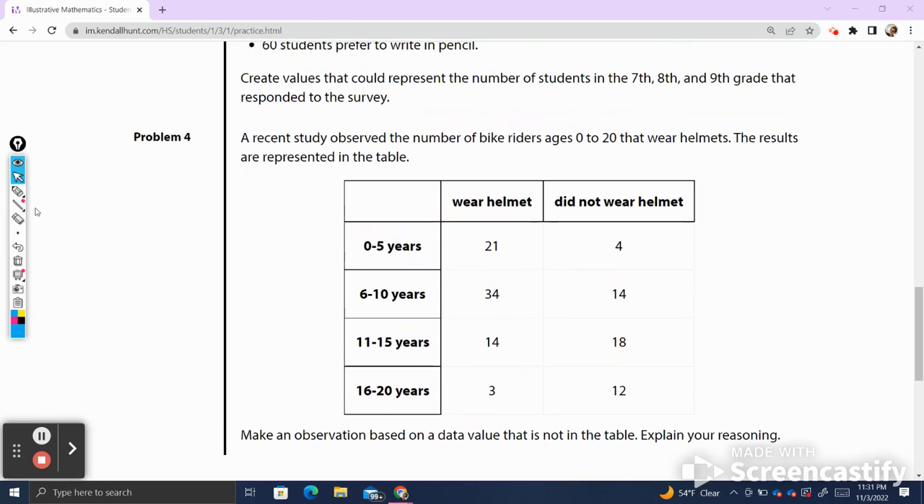Now our last question. A recent study observed the number of bike riders aged 0 to 20 that always wear a helmet. The results are represented in the table. So take a second and look at the table on your own. We're going to make an observation based on a data value that is not in the table. Explain your reasoning. So I'm going to go ahead and look at the table and think about this.